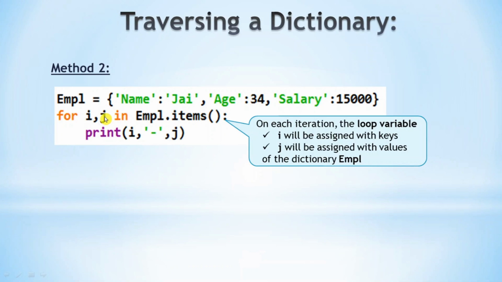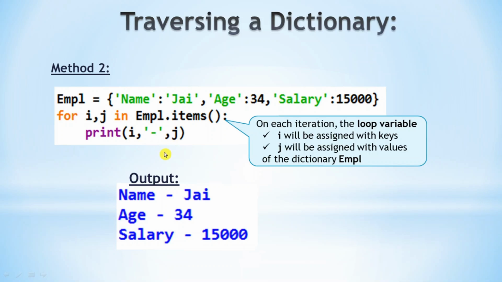In method 1, the loop control variable contains only the keys of the dictionary, but here there are two variables, and i will be assigned with the keys and j will contain the values. So in order to display the key and value inside the body of the loop, we have to just use the variables i and j. The output of the program will be, in the first iteration, the key is name and its corresponding value is displayed. Next, age 34, salary 15,000 is displayed. These are the two methods to traverse a dictionary.